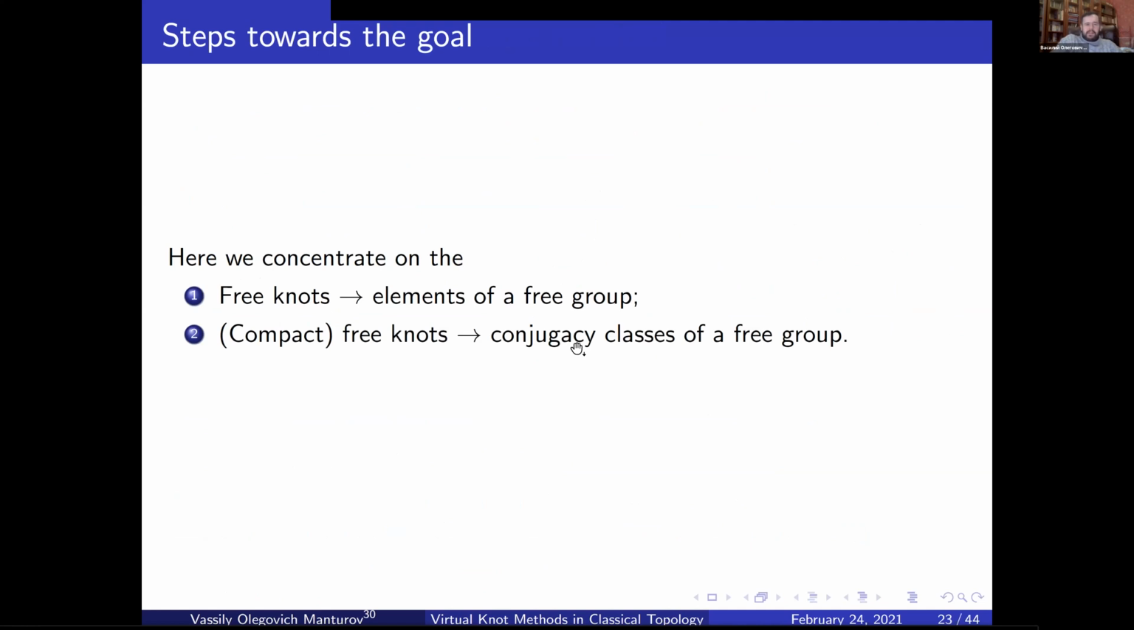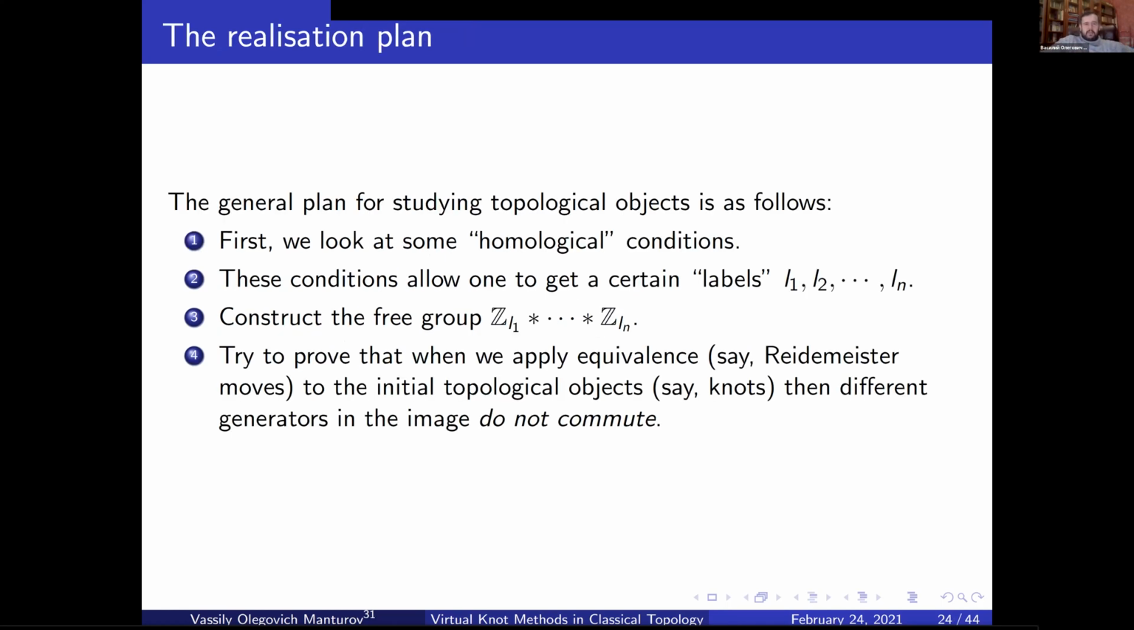Okay, so steps towards the goal can be free knots to elements of free groups. And then if I have free knots, and I don't have reference points, then I can have elements in some conjugacy classes of a free group, because if I don't have the reference points, then I should write words down cyclically. So the realization plan for the rest of today's talk is that we can find some homological condition and investigate something which can be even and then which can be odd. Then we want to construct a certain free group, and I want to construct some invariants of free knots which are valued in free groups.